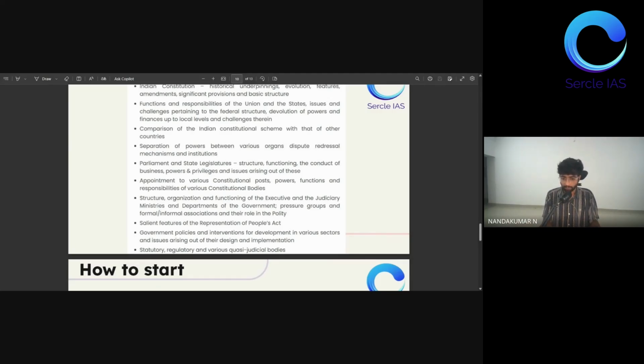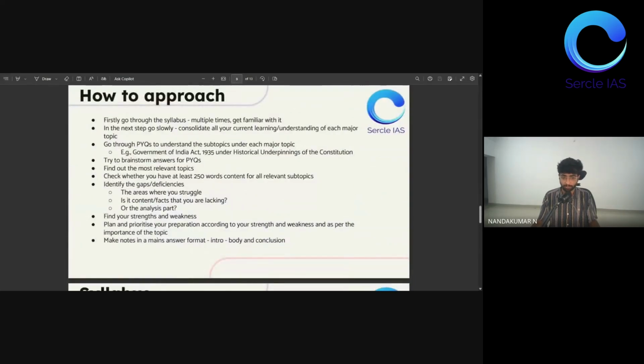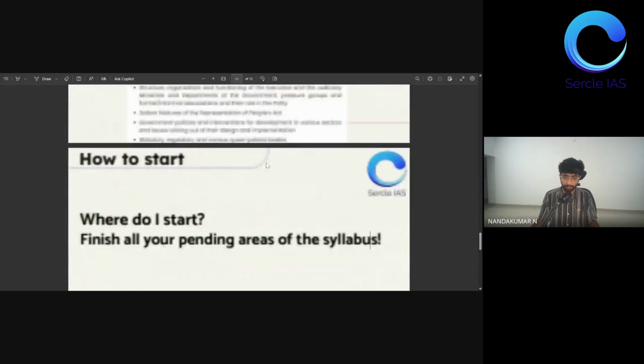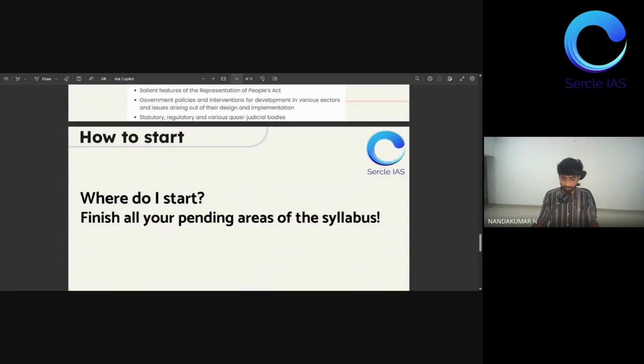If you can't find any or if you can't make any, just let me know. If I have a better note with me, I'll share it. So the first thing you have to do is go and finish all the pending areas of your syllabus. This is not deep study or deep learning, but just to have an understanding of what the topic is. Then you can go and have this approach. This is where you start: when you properly study polity for your exam or for the upcoming sessions, first I need you to finish your pending areas of the syllabus.